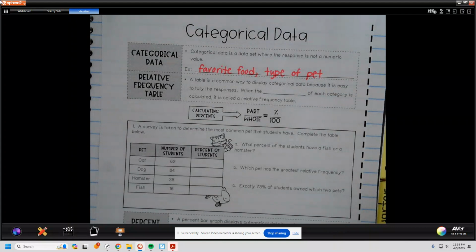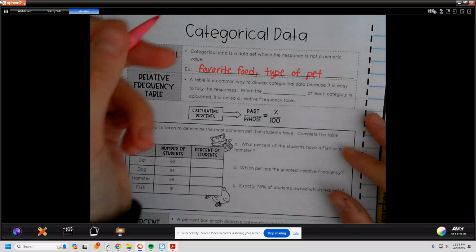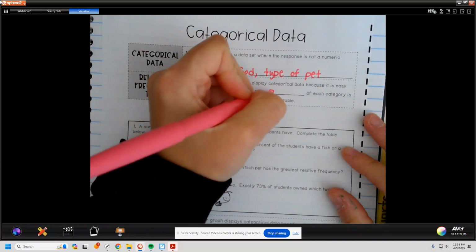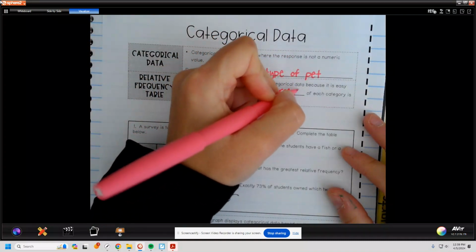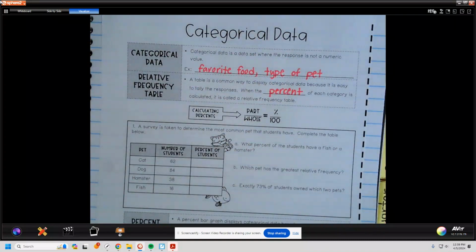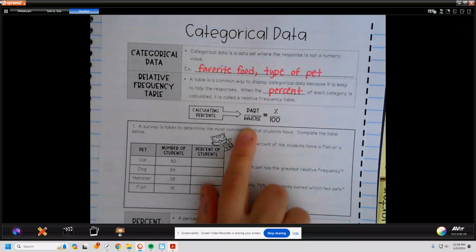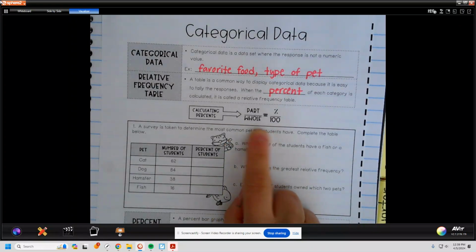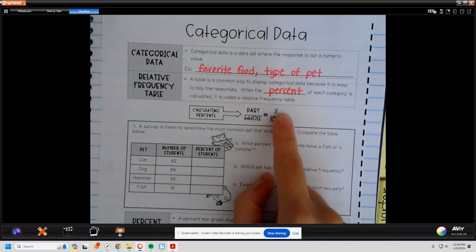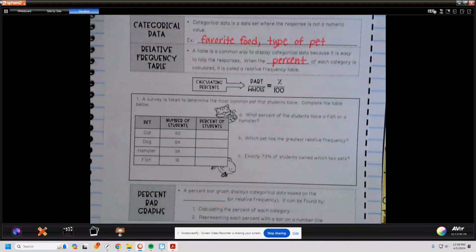And then we're also going to look at something called a relative frequency table, which is where we find the percent of each category. So you can see what percent of people have a cat, or what percent of people have a dog, or whatever category you're working with. So this kind of goes back to histograms when we practiced converting percents. Remember, we put the part over the whole, and then the percent goes over 100.